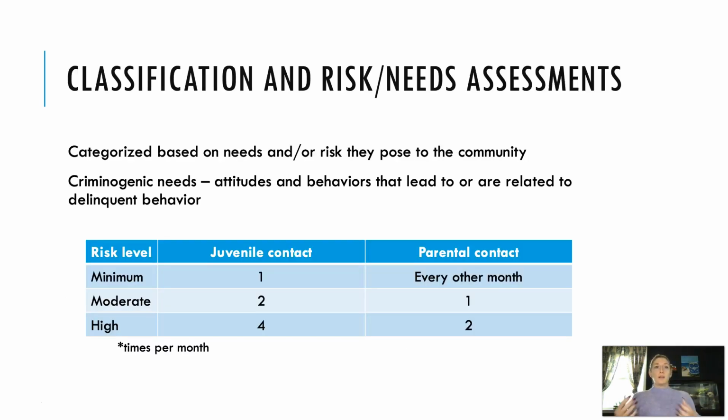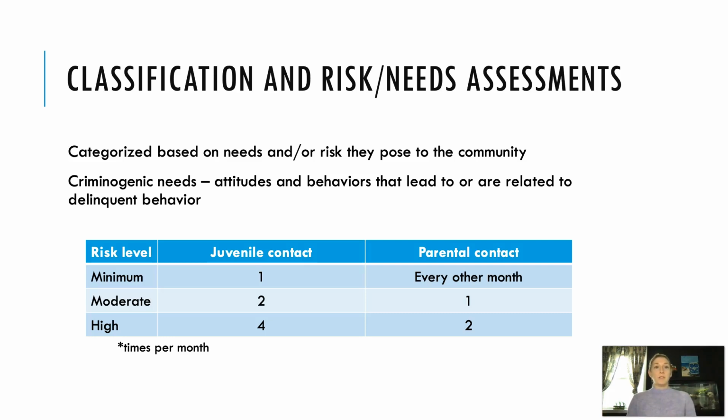So we look at how we classify juveniles based on their risks and needs assessments. So categorization is based on the needs and or the risk that they're going to pose to the community. So criminogenic needs are the attitudes and behaviors of the juvenile that lead to or are related to delinquent behavior. So criminogenic needs are the ones that we want to focus on addressing because it's going to have the most impacting change on their future crime. So we have three major risk levels here.